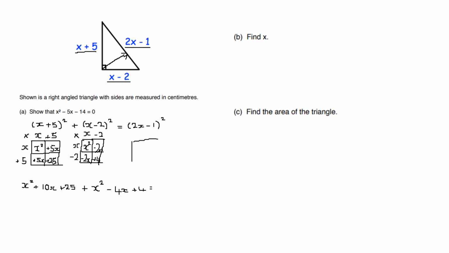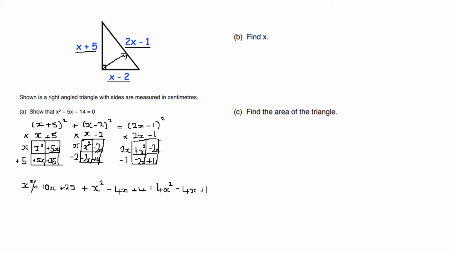And then let's expand our final bracket. So we're going to have 2x minus 1 multiplied by 2x minus 1, and that will give us 4x squared, negative 2x, negative 2x, and a positive 1. So we're going to get 4x squared minus 4x plus 1. So I'm going to tidy this up, this left-hand side.